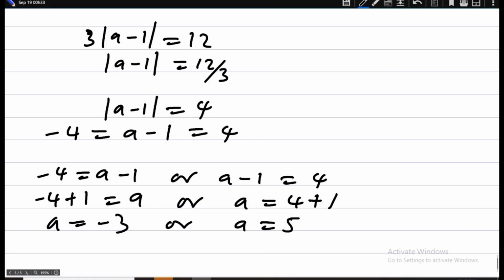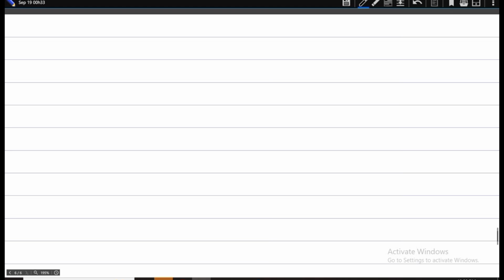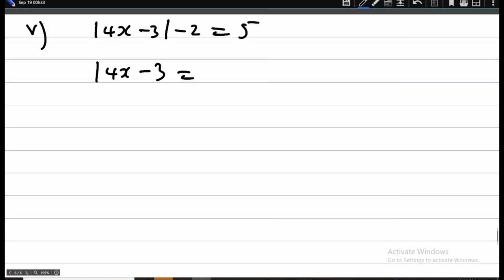Okay, so we're in V, number 15V. So for number 15, I have that the absolute value of 4x minus 3, then we have minus 2 is equal to 5. Okay, so this is that the absolute value of 4x minus 3 is equal to what? Is equal to 5 plus 2. So therefore, the absolute value of 4x minus 3 is equal to 7. So we can have that minus 7 is equal to 4x minus 3, which is equal to 7.